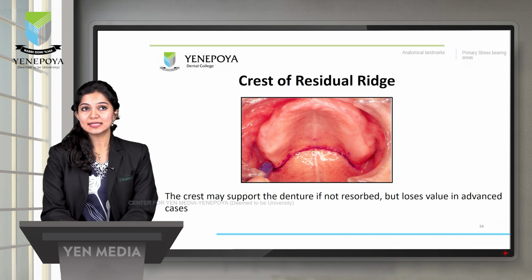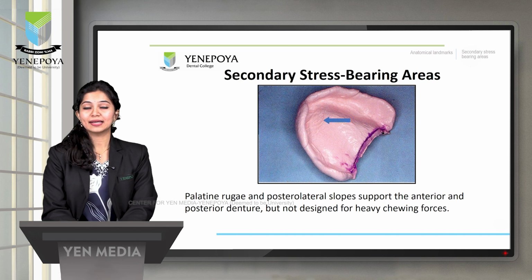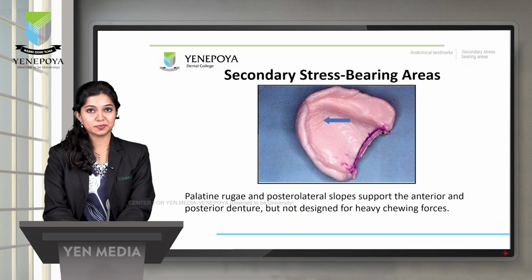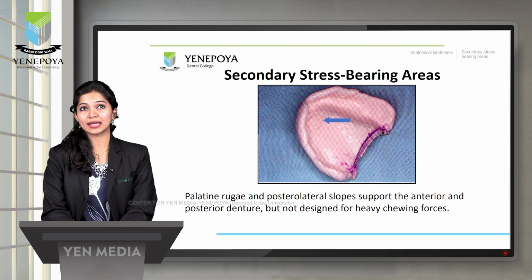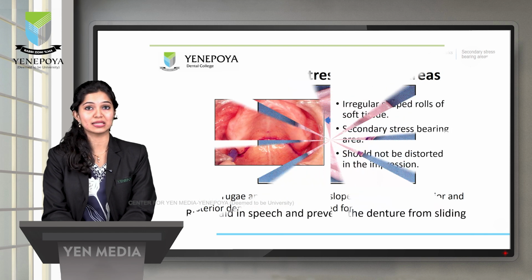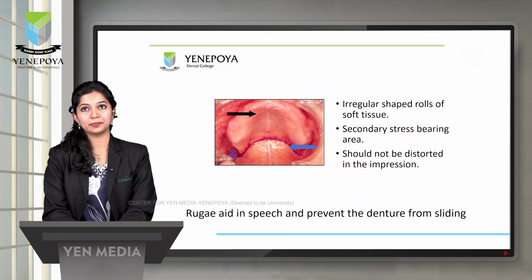So now you have the crest. The crest of the residual alveolar ridge may support the denture if not resorbed, but loses value in advanced cases if there is resorption. We have now covered the primary stress bearing areas, the crest of the residual alveolar ridge and the horizontal plate of the hard palate. Now moving on to the secondary stress bearing areas, that is the palatal rugae and posterior lateral slopes, which support the anterior and posterior denture but are not designed for heavy chewing forces. That is why it is classified under secondary and not primary.